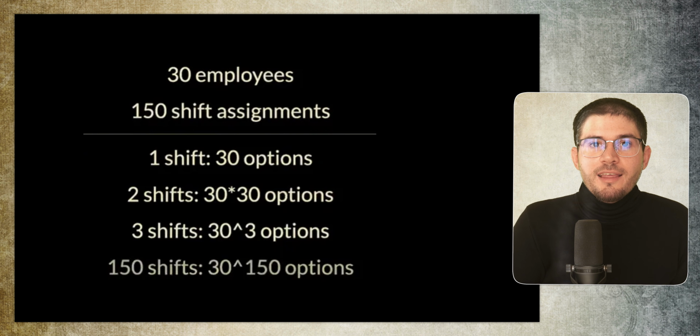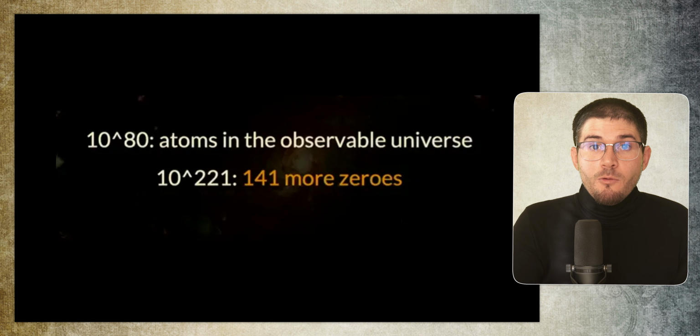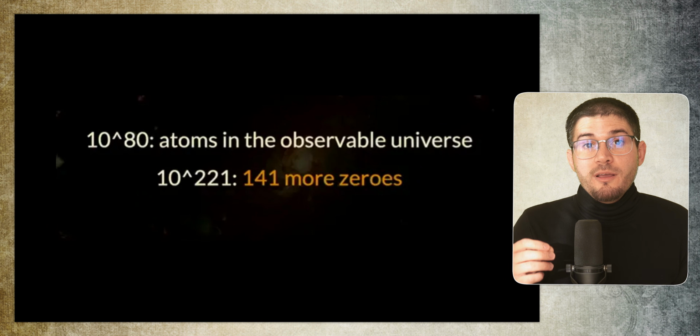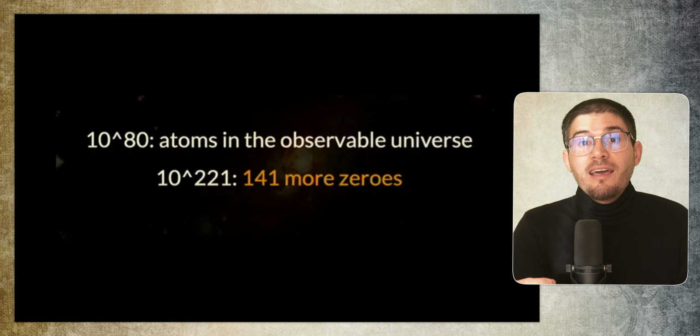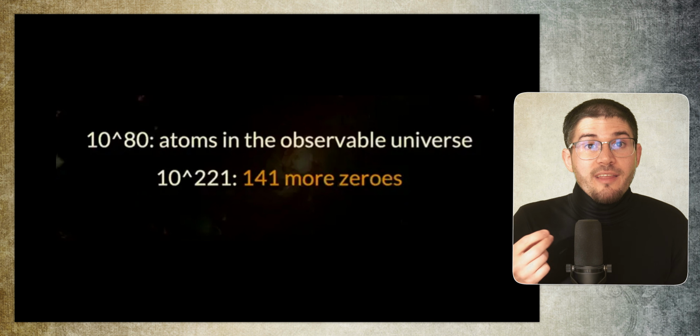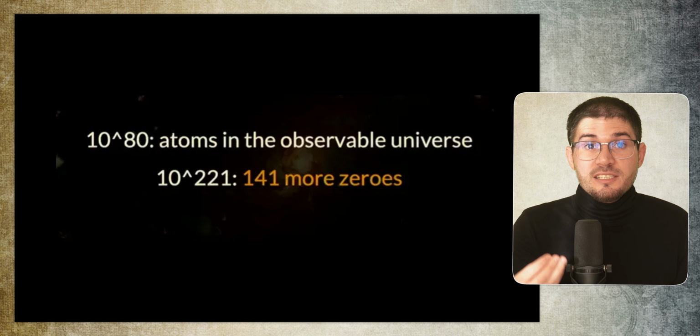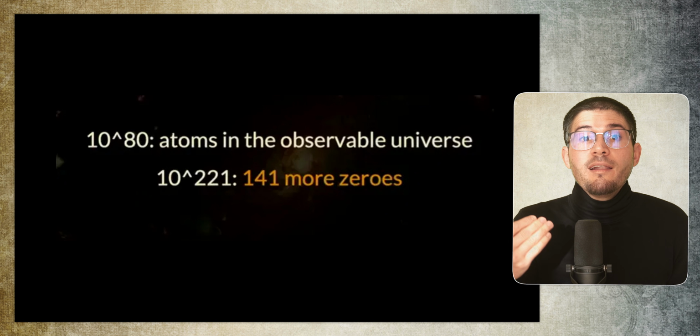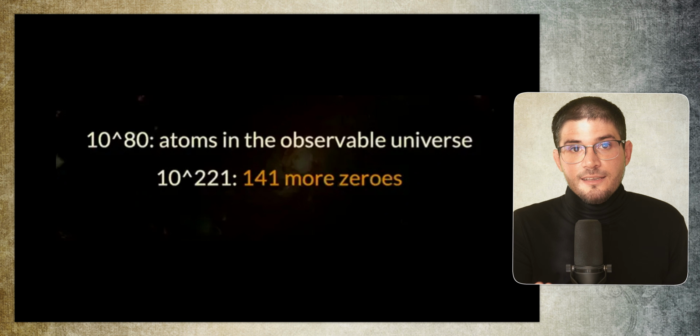For comparison, it is a number with 141 more zeros than the total number of atoms in the observable universe. And this happens because the LLMs don't evaluate the entire search space. They predict what looks right next. And that is the core issue here.